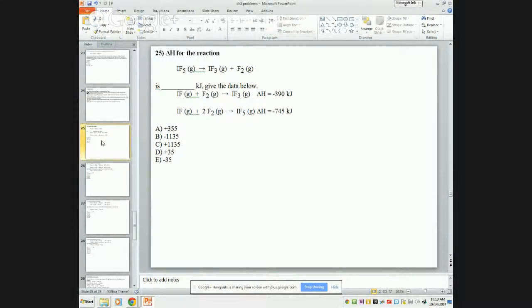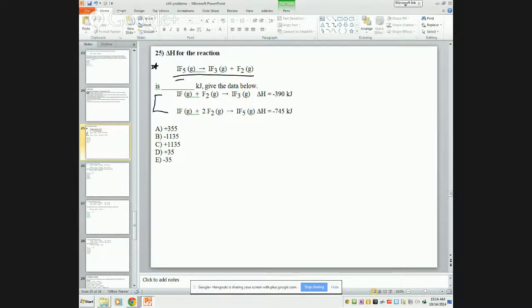So here we're trying to figure out delta H for the reaction, and they give us steps. These two steps we can use to figure out how to get this overall reaction up here. So we got to look at the steps and figure out what we got to do. Remember, if you flip a reaction, you change the sign for the delta H. So I'm looking at it, and if I want to get this overall reaction, I got to flip the second reaction, right?